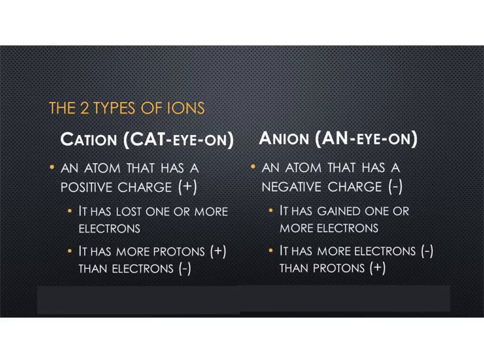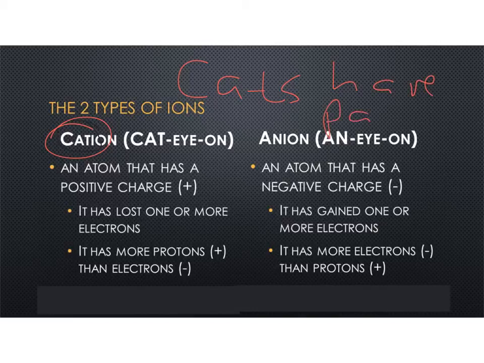Alice and Lares came up with the best way to remember the difference between cations and anions, to remember that cations are positive and anions are negative. And that is that cats have paws. So cats have paws, and so cations are positive. Isn't that great? You can thank her for me.